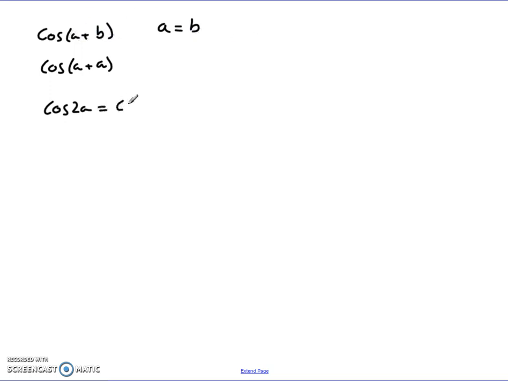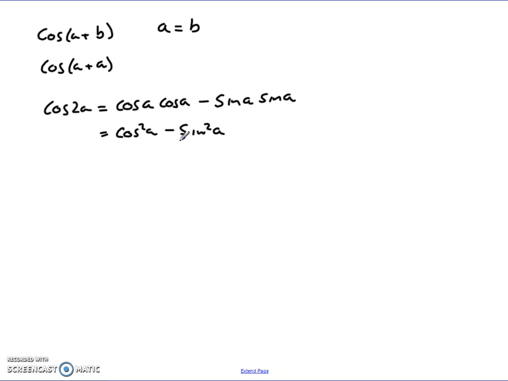So if we expand it, we'd get cos A cos A minus sine A sine A. Now cos A times cos A gives me cos squared A. Sine A times sine A gives me sine squared A. So I get cos squared A minus sine squared A for the cos 2A. Now, that's great, we've got a new version of that.